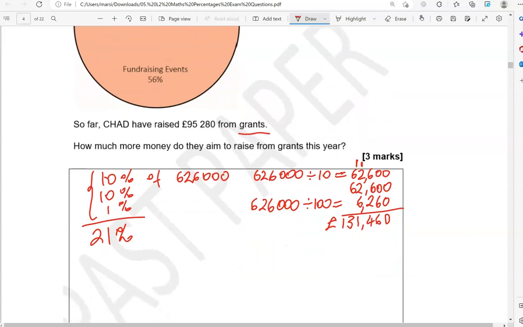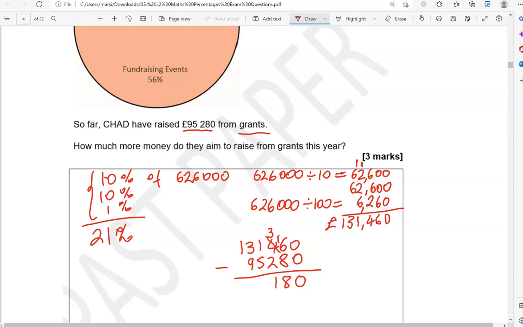Now they have raised 95,280 already. So if I take that away from the 131,460, should give me 0 take away 0 is 0. We need to take away 8 from the 6, which means we've got to borrow 1 from the 4. So this becomes 16. Take away 8 gives us 8. 3 take away 2 is 1.